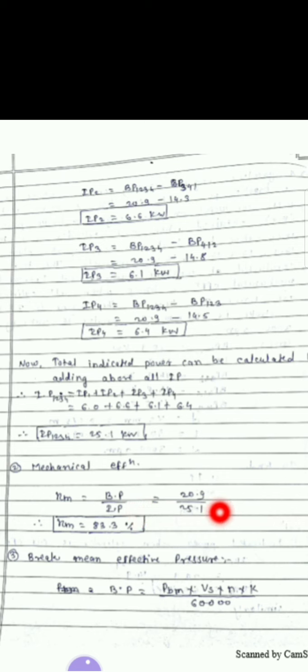We have to just put those values and make the calculation. We will get the mechanical efficiency 83.3%. So this is our second unknown. And third unknown, brake mean effective pressure.